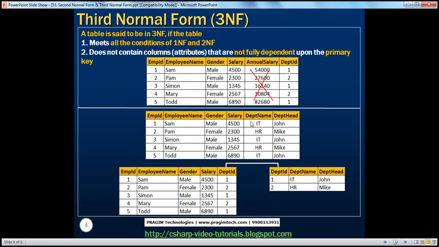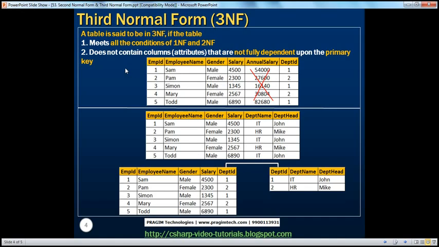So what we can do is move the columns that are not fully dependent on the primary key into their own table. Here we are breaking this employees table into two: an employees table and a departments table. So department name and department head, and we have given it a primary key, and then we are using that as a foreign key in this table.